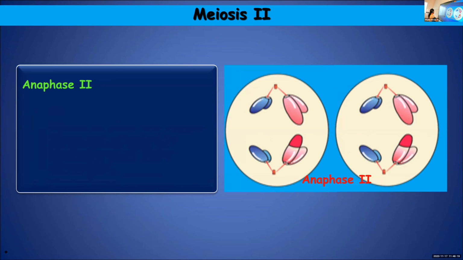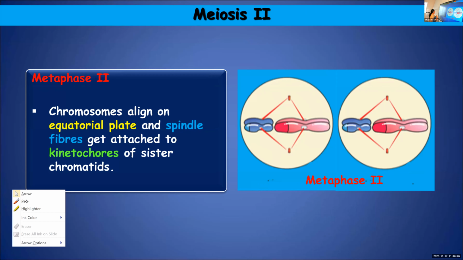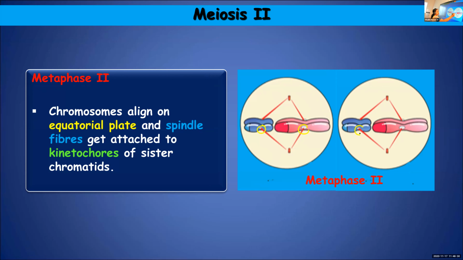These are attached to the kinetochores of sister chromatids, and these are the spindle fibers, and they will align the chromosomes at the equatorial plate. In metaphase 2, once again, chromosomes will get aligned at the equatorial plate with the help of spindle fibers. Spindle fibers arise from the centriole, and they will be attached to the disc-shaped structures known as kinetochores present close to the centromere.